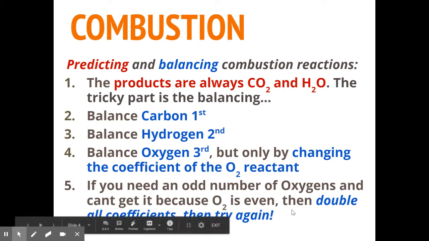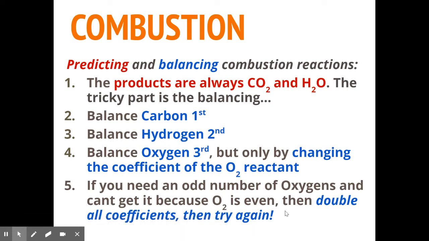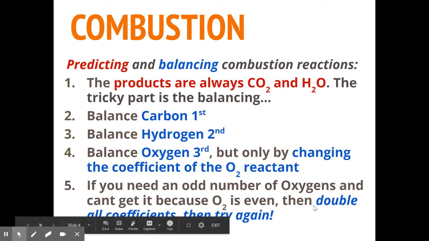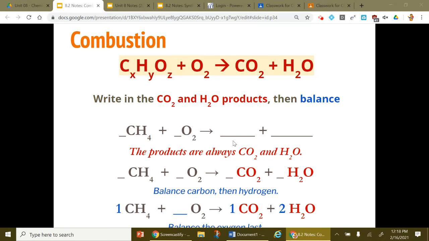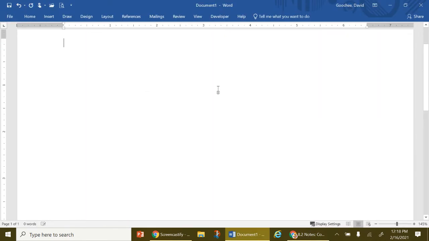And so then what you'll do is you will double everything in the reaction and then try again. So just remember, carbons first, hydrogen second, oxygen third. If oxygen does not seem to be balancing, double all the coefficients and try again. This is really one where I just got to show you a demo, all right? I got to show you a sample. So here we go, all right?